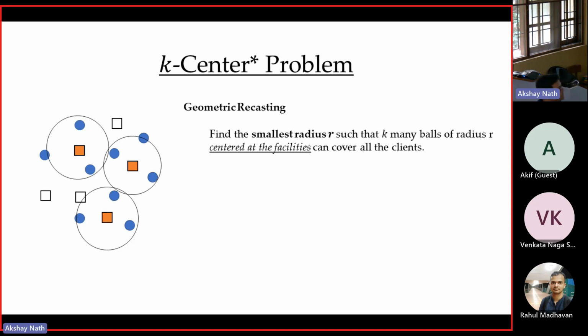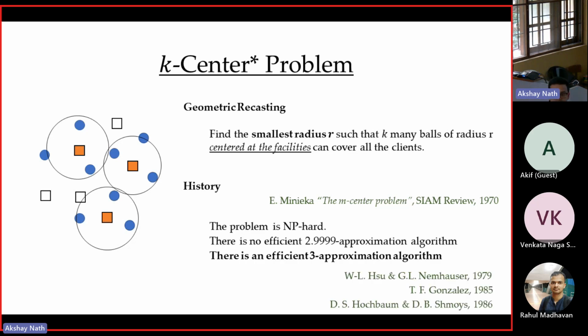This problem has been studied for many years. The earliest thing I could find which actually stated this problem is a paper from the 70s. This problem is NP-hard, so you cannot find an efficient algorithm which finds this R exactly. In fact, you cannot even get a 2.9999 approximation algorithm. If there's an algorithm which approximates this radius R to within a factor of 2.99, then there is an algorithm which solves it exactly, and therefore P equals NP. So we don't expect such things to happen.